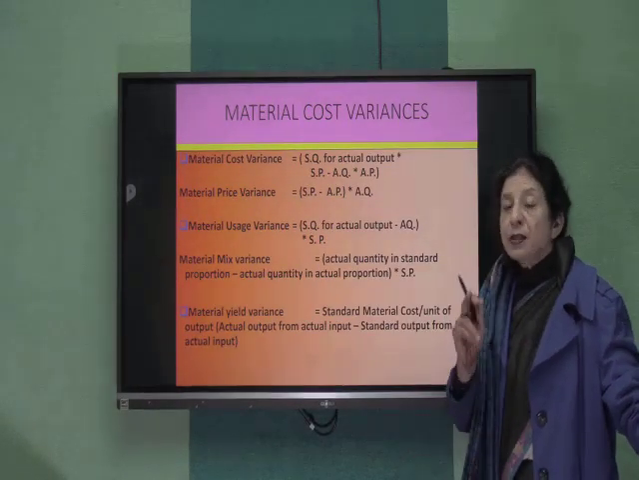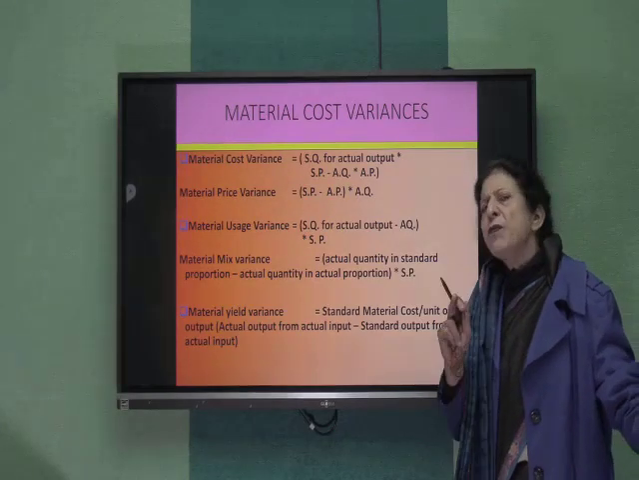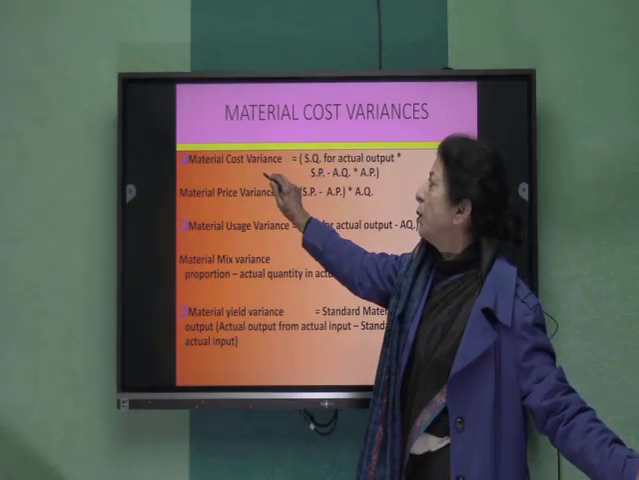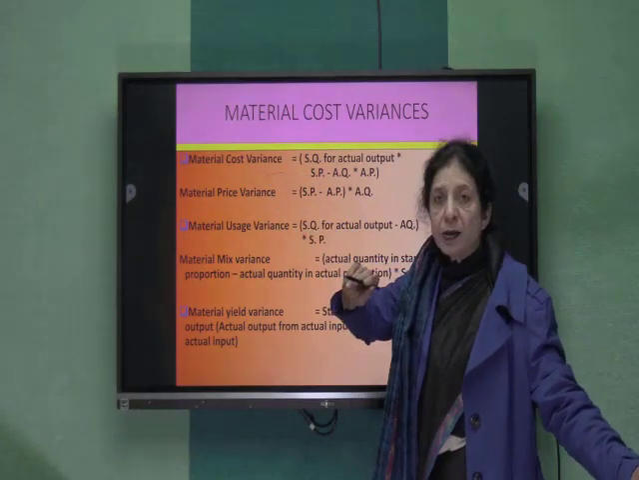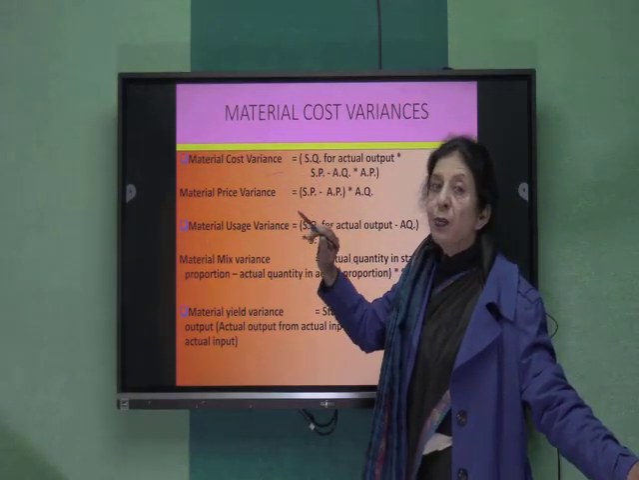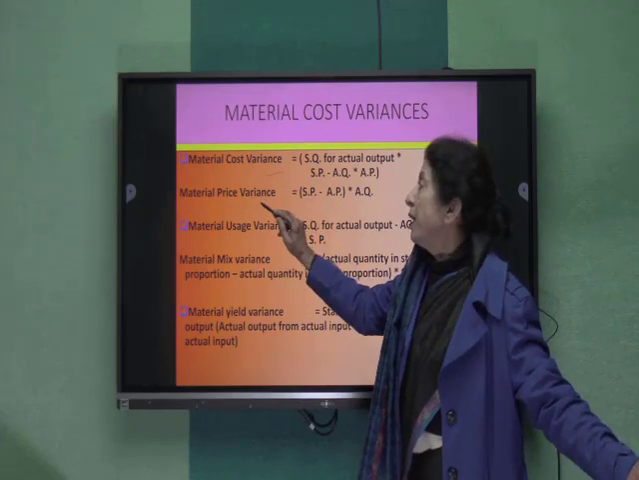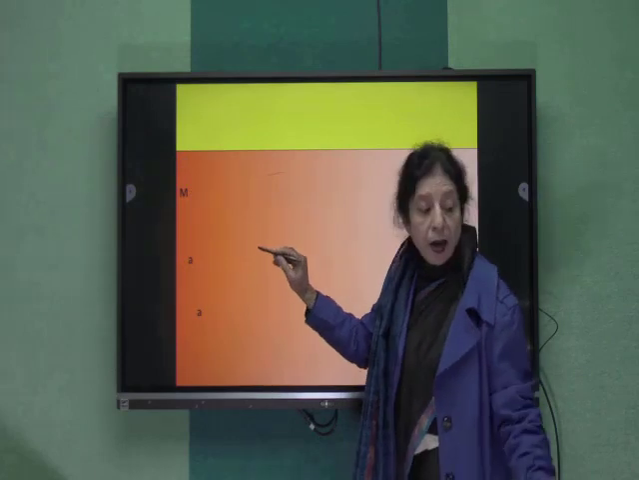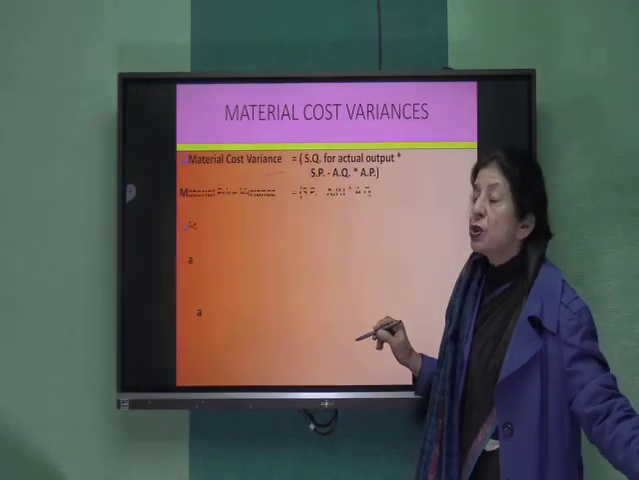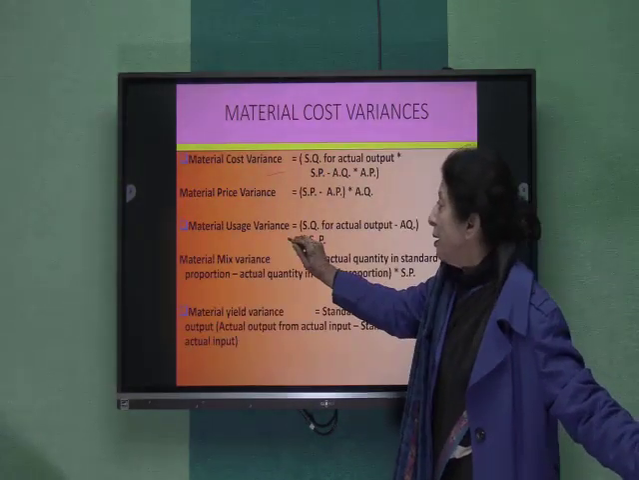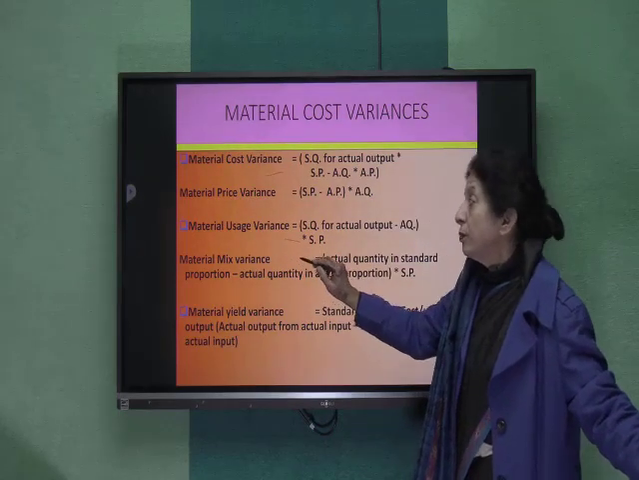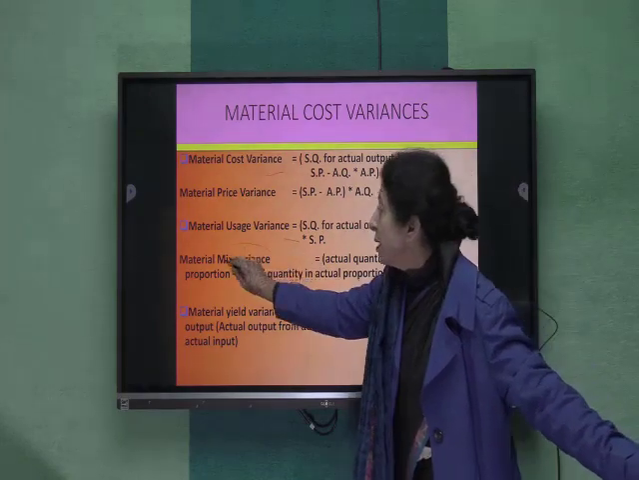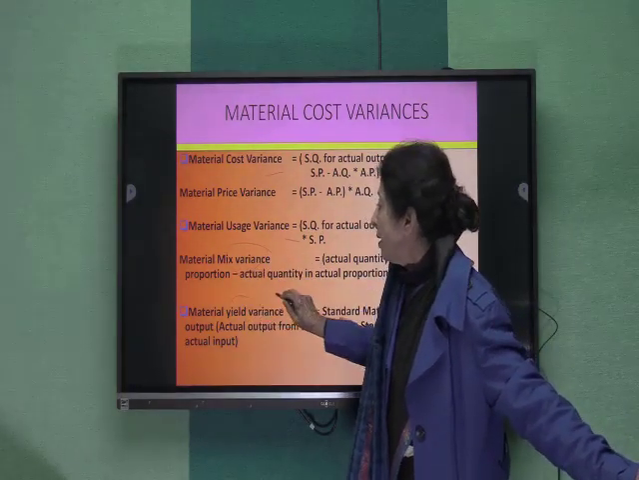Okay, that means in total, how many variances do we have to find out? The first variance we have to find out is the material cost variance. Then, in the previous slide, we have already discussed that cost variance can be because of 2 reasons. One could be the price variance, another could be the usage variance. Then usage can be subdivided into the mix variance and the yield variance.